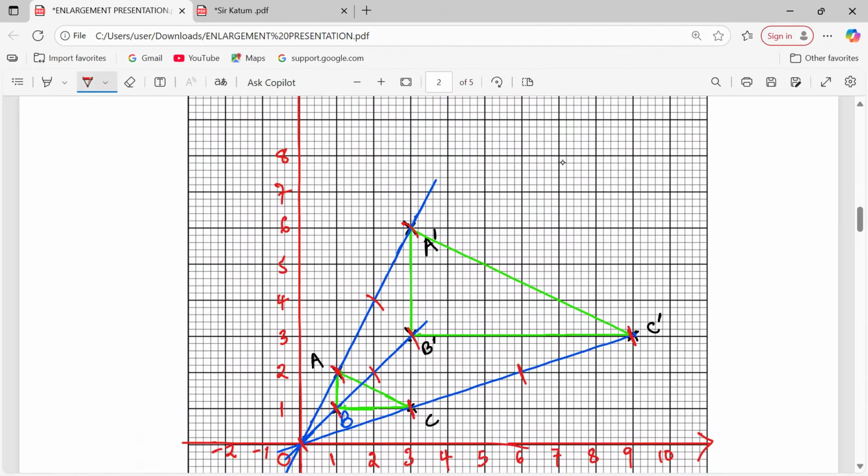So for you to confirm the scale factor of enlargement, you don't need to do it three times. You just need to know what you're doing and you choose either A to A prime. Okay, we have the center to A prime. How many times can it be divided into?